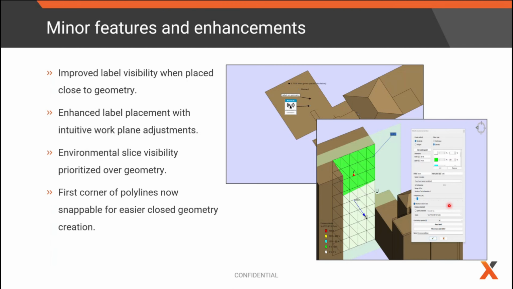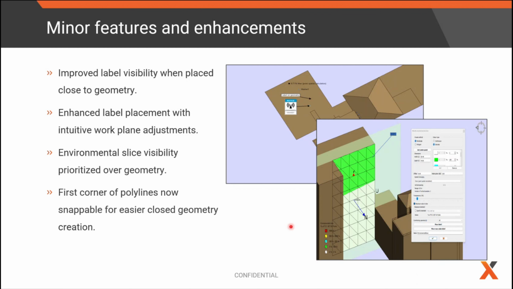We've also got some minor features and enhancements that improve the overall user experience. Label visibility when placed close to geometry has been improved. So labels, markers, field points, and also environmental slices are now prioritized properly so they don't get hidden by the geometry if it's at the same level. The placement of the label itself is a bit more intuitive. Whichever angle you're viewing it from, the placement of the label will be more natural.